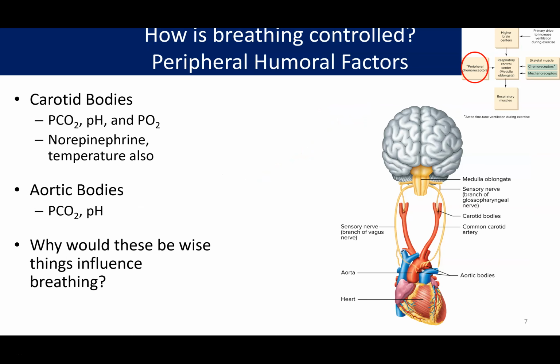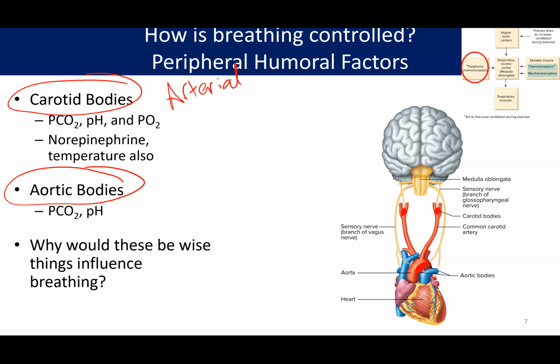Now we also have peripheral humoral factors. You have these very important carotid and aortic bodies in your arteries. This is very important. These are in the arterial circulation, not the venous circulation. These bodies, some of them coming somewhere around here at the bifurcation of the carotid artery, and others right in here at the aortic arch. They're in the artery, and they monitor primarily the PCO2. This is the big thing that they're going to be looking at, is PCO2.